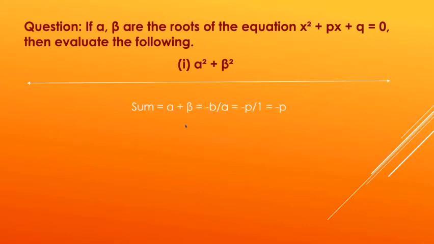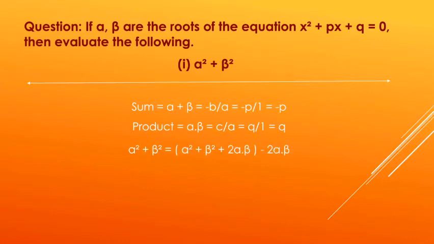As we have done in the previous exercise, we know very well that the sum of the roots, alpha plus beta, is equal to minus b over a. We compare this equation with the standard form of the quadratic equation, and we came to know that a is equal to 1, b is equal to p, and c is equal to q. So minus b over a is equal to minus p over 1, that is equal to minus p, and the product is alpha beta, and the formula is c over a. So it will be equal to q over 1, which will be equal to q.